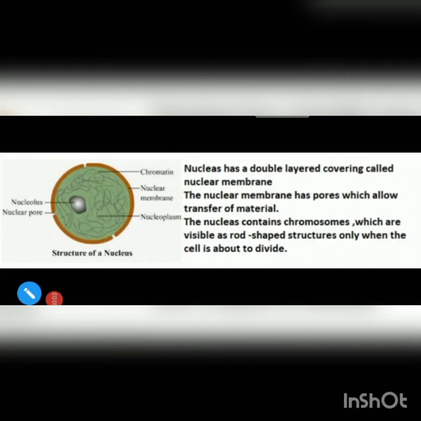The nucleus is an important part of a living cell. It is usually spherical in shape and it is located in the center of the cell. The nucleus is separated from the cytoplasm by a nuclear membrane. The nuclear membrane is a double-layered covering.